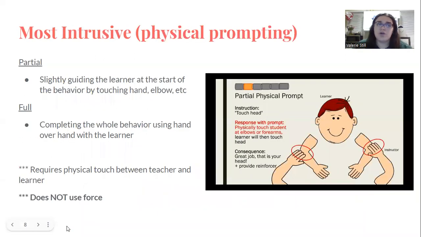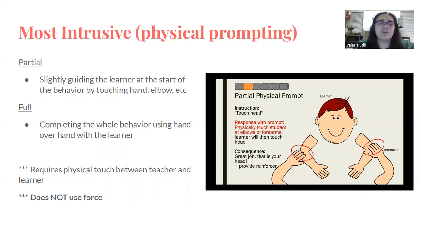The most intrusive prompts are your physical prompting. With physical prompting, we have partial and full. Partial is slightly guiding the learner at the start of the behavior by maybe touching their hand or elbow, and you give them a chance to have that response, but you do not use as much physical touch. Compared to a full physical prompt, where you complete that whole set of behavior hand over hand with the learner. This one does require physical touch between the teacher and the learner.